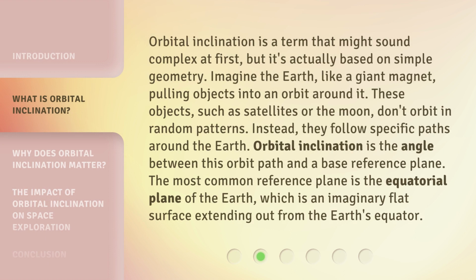Orbital inclination is a term that might sound complex at first, but it's actually based on simple geometry. Imagine the Earth, like a giant magnet, pulling objects into an orbit around it. These objects, such as satellites or the Moon, don't orbit in random patterns. Instead, they follow specific paths around the Earth. Orbital inclination is the angle between this orbit path and a base reference plane. The most common reference plane is the equatorial plane of the Earth, which is an imaginary flat surface extending out from the Earth's equator.